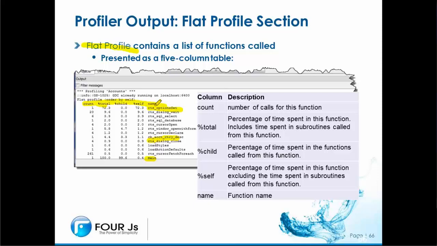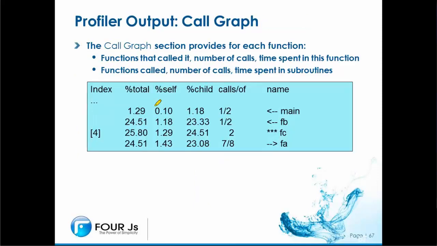There are two sections. Here's the second section, and for this one I decided it was really hard to see, so I more or less copied and pasted it up here so I could blow it up really well so you could see it better. So here's the call graph section. Here is the function we're focusing on, this one with the three asterisks. It's actually a function called FC.